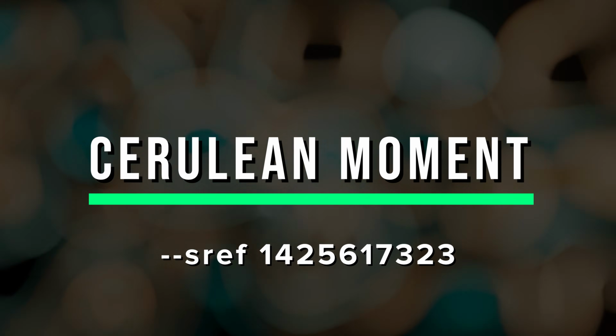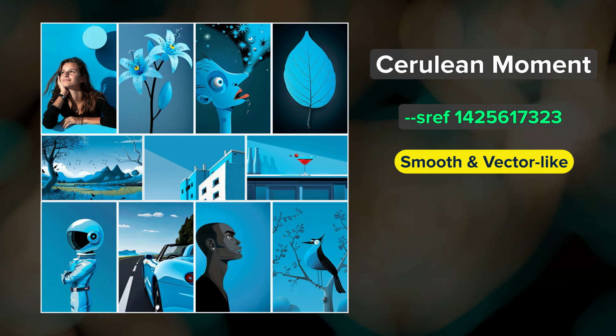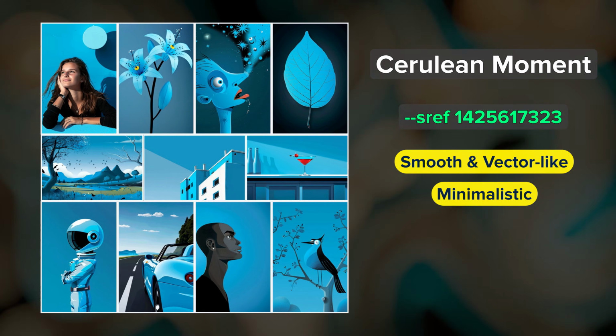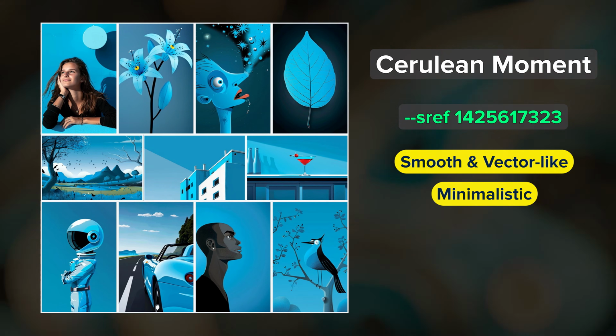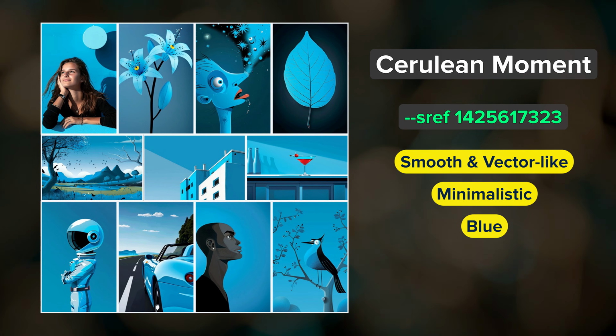Cerulean Moment. This SREF code produces smooth, vector-like illustrations. Subjects are often isolated against a gradient background, giving the images a clean, minimalistic look. And the dominating color here is most definitely blue.